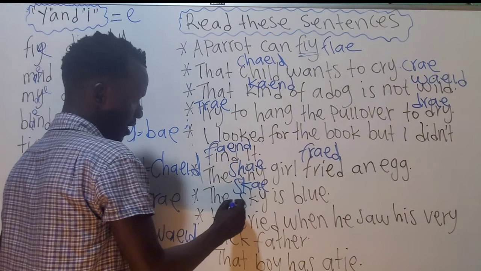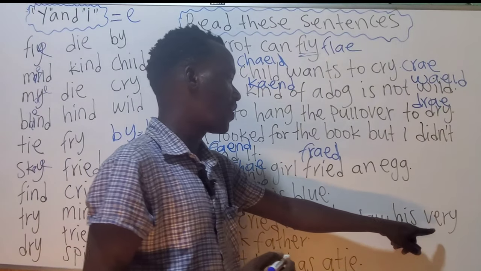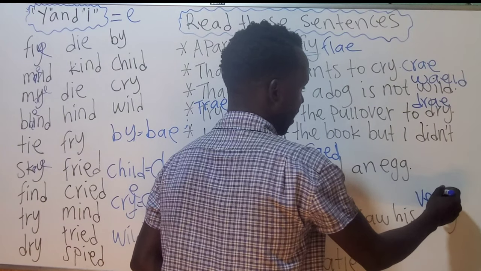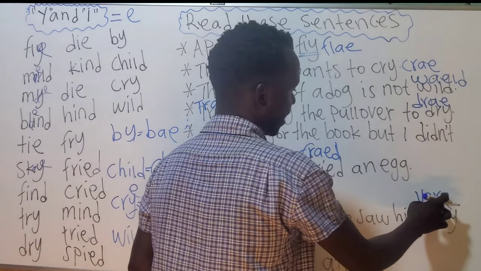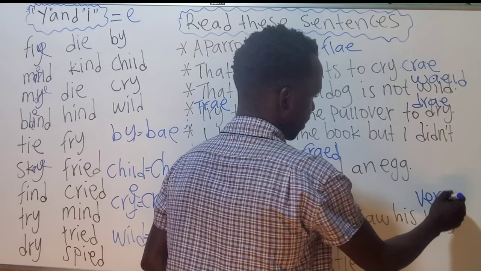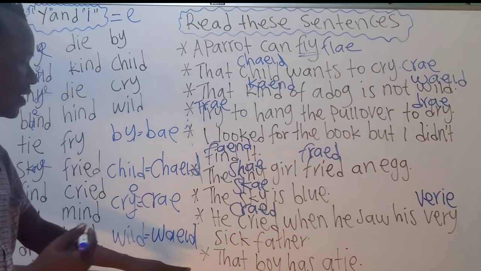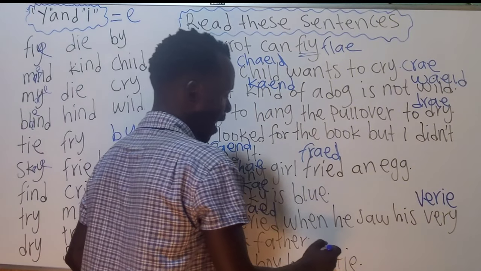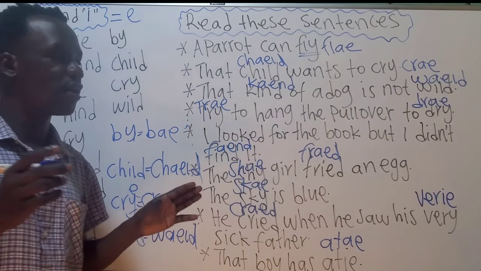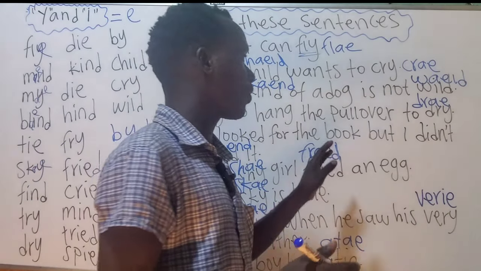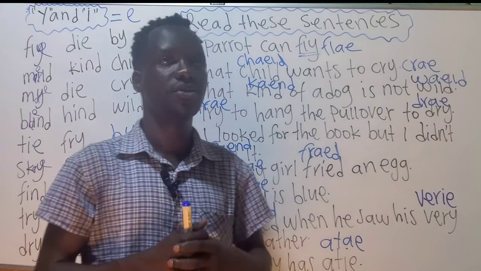He cried. He cried when he saw his very, very sick father. That boy has a tie. A tie. Yes, the blue writings are symbolizing the sounds, but the black writings are the actual ones.